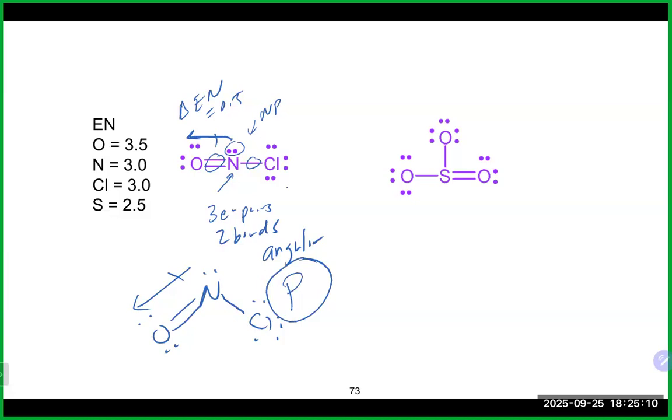Now, if we look at the second one here, we have sulfur and oxygen. The difference in electronegativity for all those is 3.5 minus 2.5, which is 1. That definitely is a polar bond. So we have a polar bond heading that way. We've got a polar bond heading that way. We've got a polar bond heading that way.